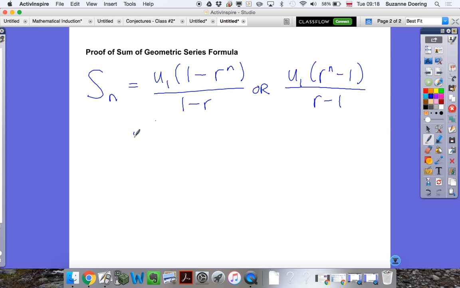So, here's our geometric series. We've got our first term, and to get to our second term, we just multiply by r. So our second term is u1 times r, then u1 times r squared as we multiply by another r. We're using our geometric sequence formula here. If we have n of these terms, the very last one is to the n minus 1, so the one before it is to the n minus 2.